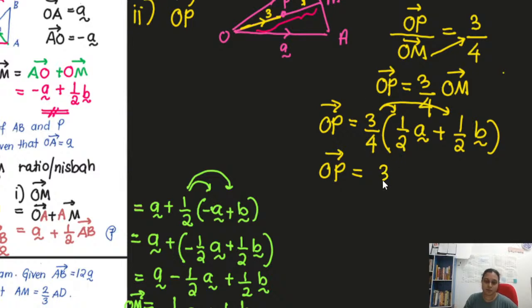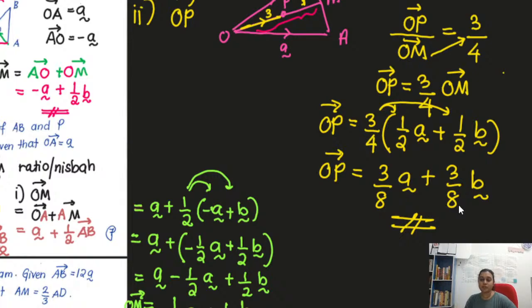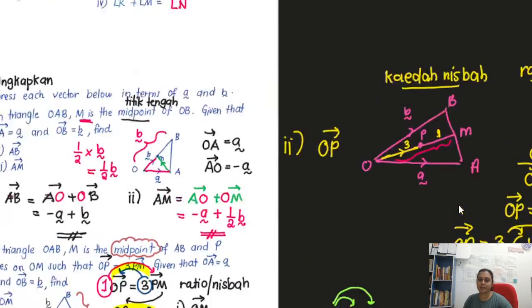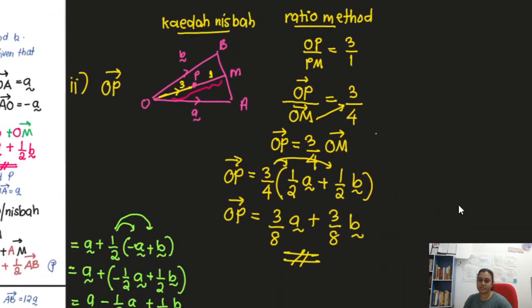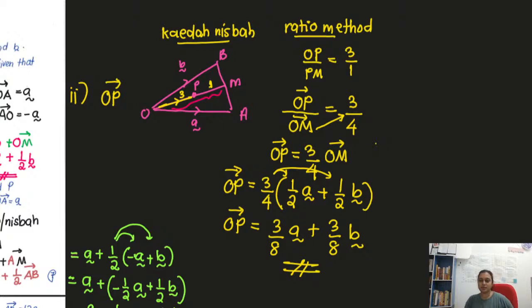3/4 times 1/2 is 3/8. A plus 3/8 B. Okay? So this is the ratio method that teacher wants you all to take note. Easy, right? Not difficult at all, correct or not? Just that you must know how to use it. I'll give you all a minute to copy down.